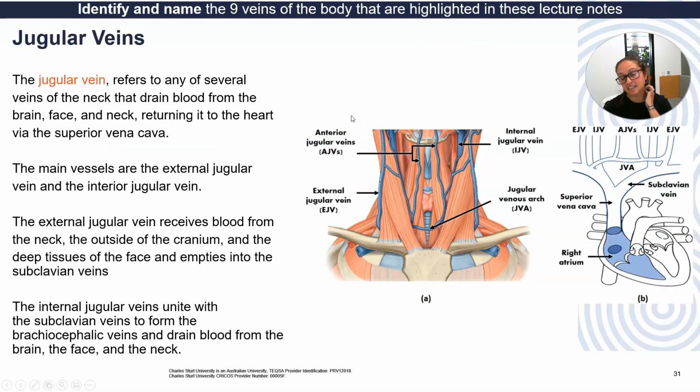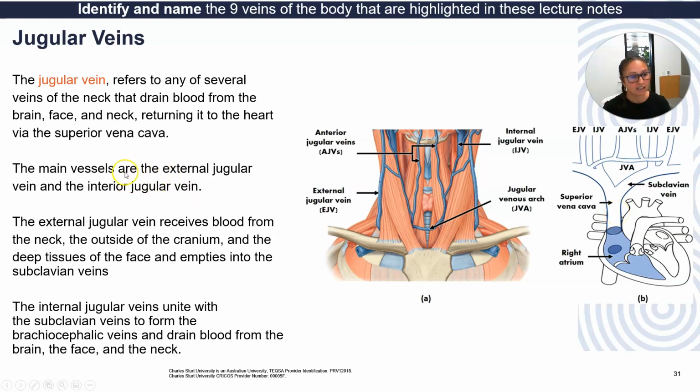Jugular vein. Now this is a little bit different. The jugular vein, there are several veins that this term refers to. And can you see here, it's got to do with draining the blood from the brain, face and neck. So you've got all of these blood vessels and it's dumping all the blood into the superior vena cava.